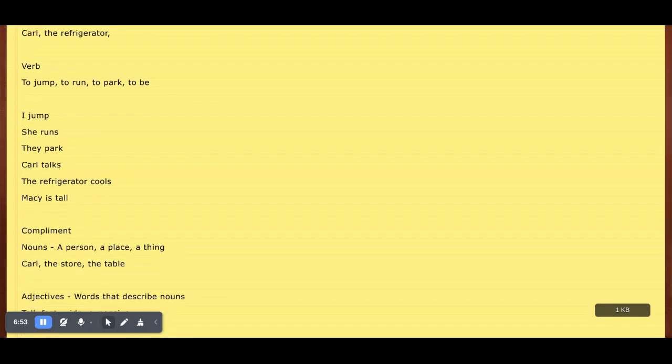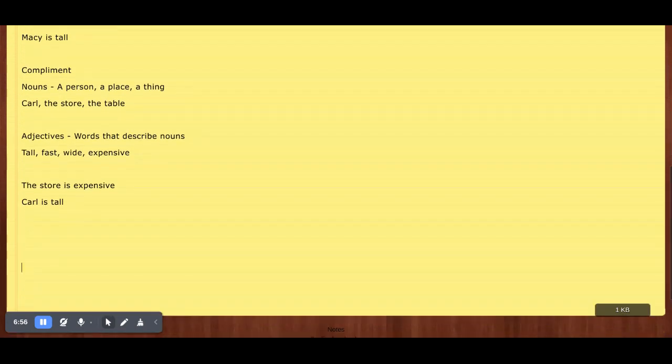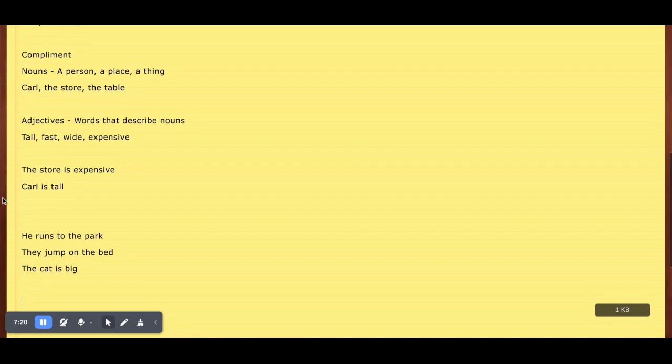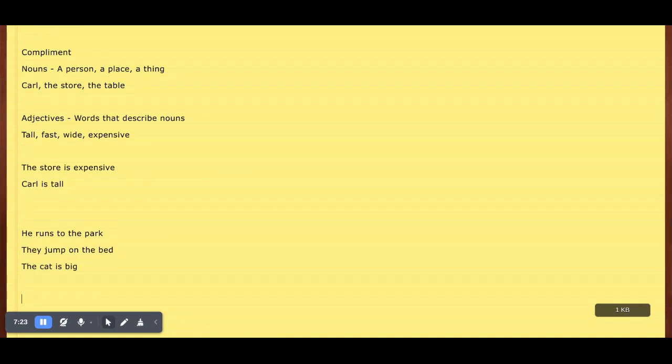Let's do some practice identifying them. I'm going to write a few sentences real quick. All right. So here's three sentences, and I want you to do some practice real quick, identifying where the subject, where the verb, and where the complement is within the sentence. So let's start with this first one.